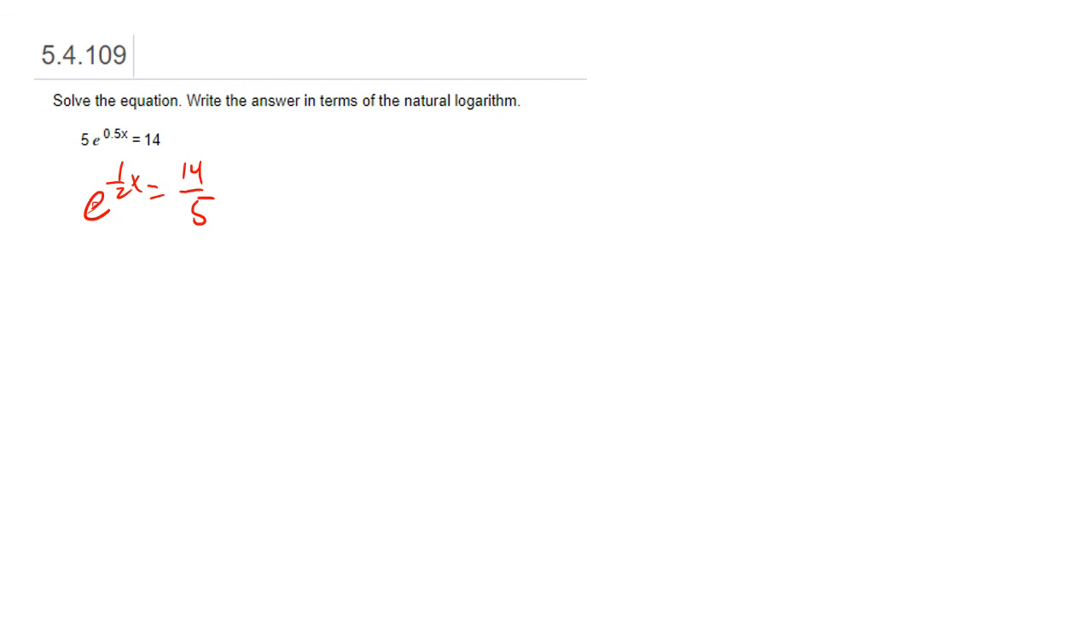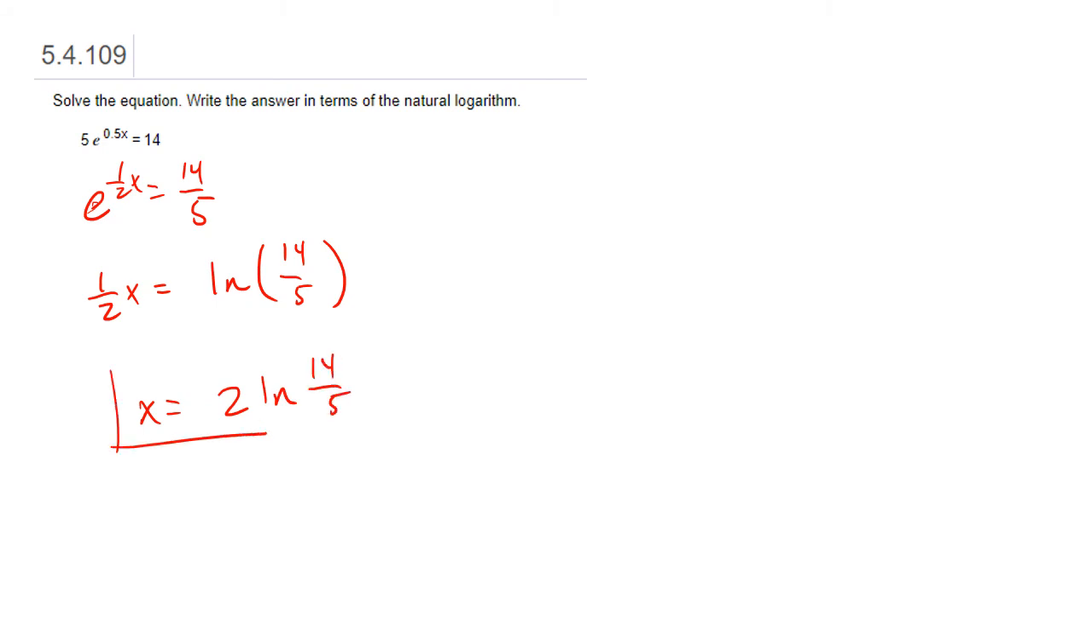Now I can convert this to a logarithm. So 1/2 x is equal to the natural logarithm of 14/5. Now I can multiply both sides by 2 and get x is equal to 2 times the natural logarithm of 14/5. There's no need to check anything regarding domains because we started with an exponential expression, the domain of which will be all real numbers.